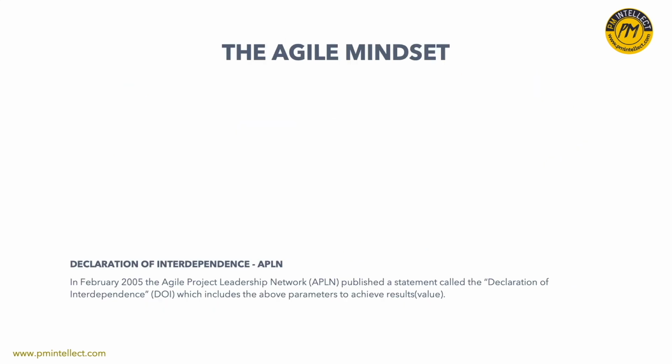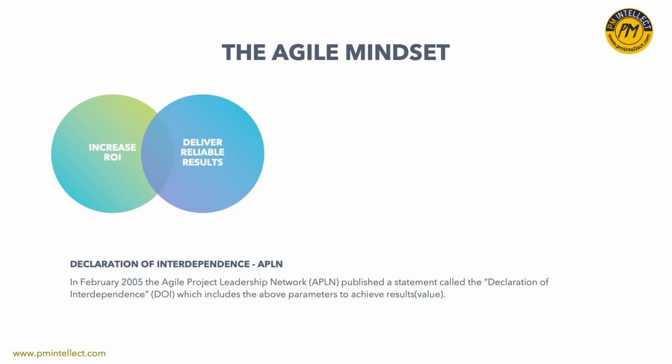So, in February 2005, the Agile Project Leadership Network published a statement called the Declaration of Interdependence, which included 6 principles, directly intended for project managers of software development projects. Out of those, the first principle is return on investment. We increase return on investment by making continuous flow of value our focus. So the focus is on increasing ROI.